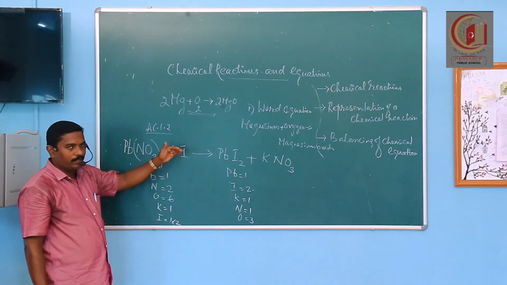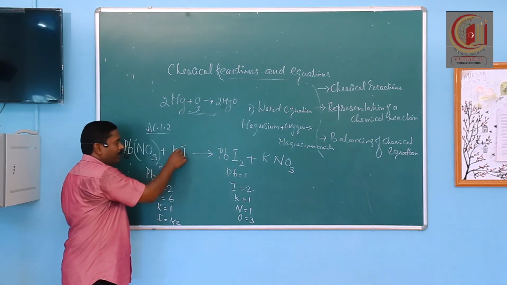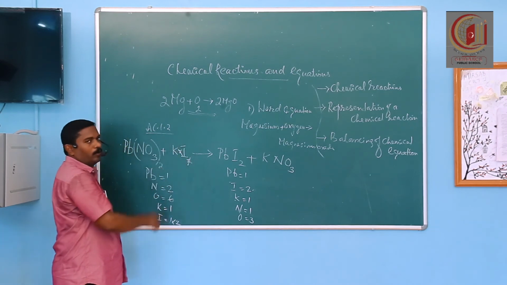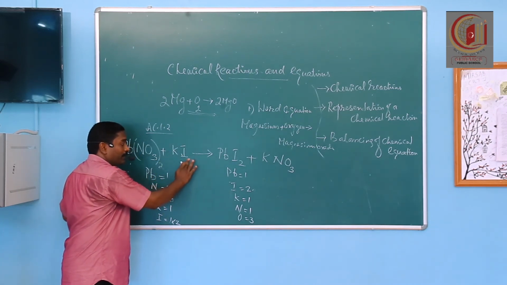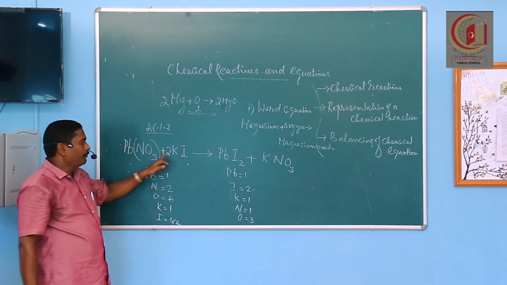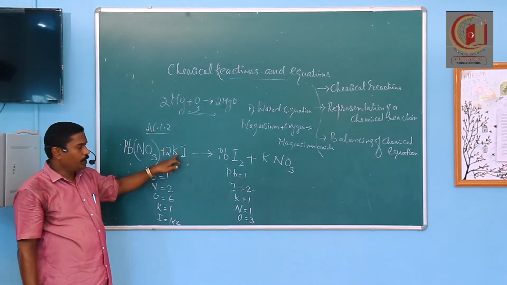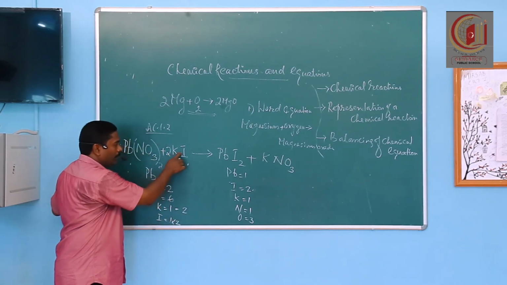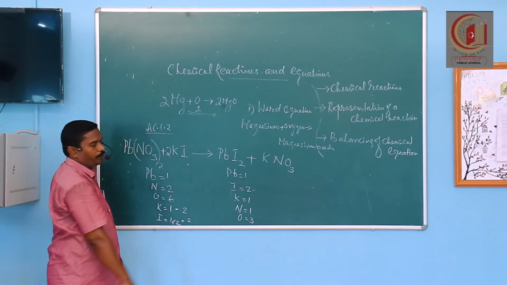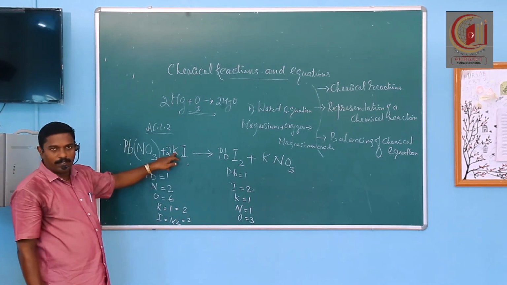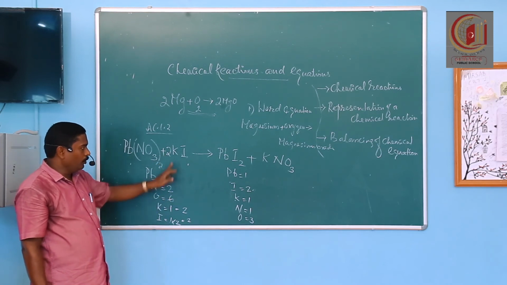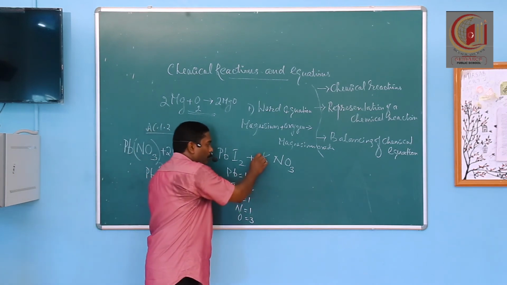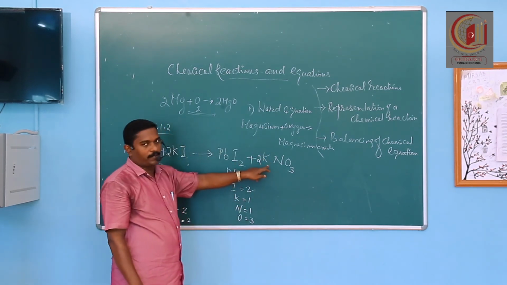As we already discussed, it is wrong to write the number of iodine atoms alone here or here. So how can we represent it? By putting 2 in front of potassium iodide, so 2KI. Now the number of potassium will be 2 and that of iodine will also be 2. But the number of potassium atoms on LHS is 2 and on RHS it is only 1. So let us balance by putting 2 in front of potassium nitrate.